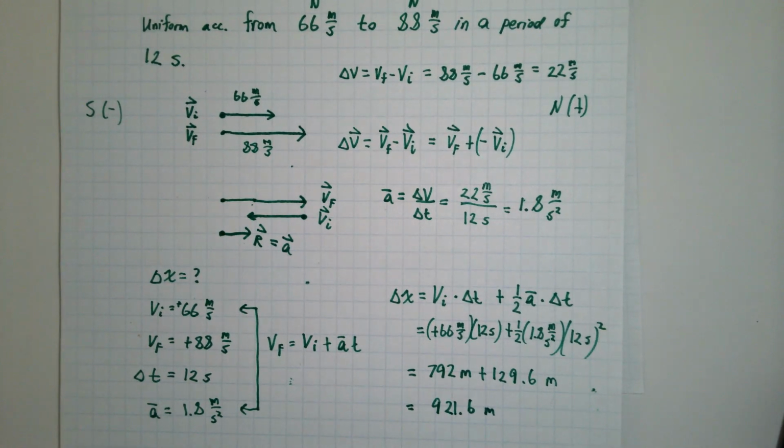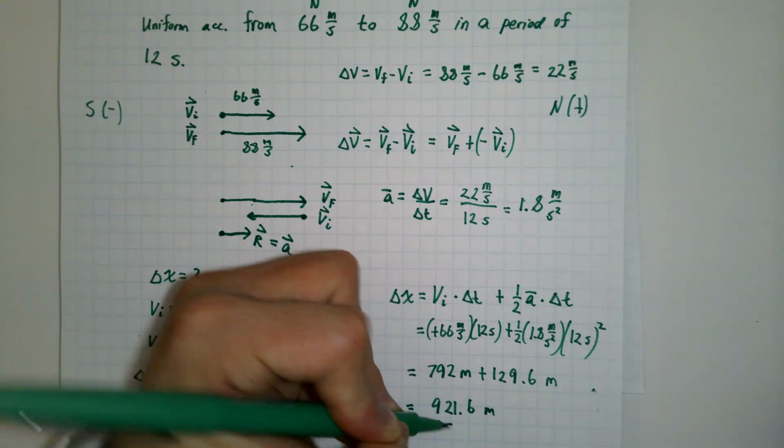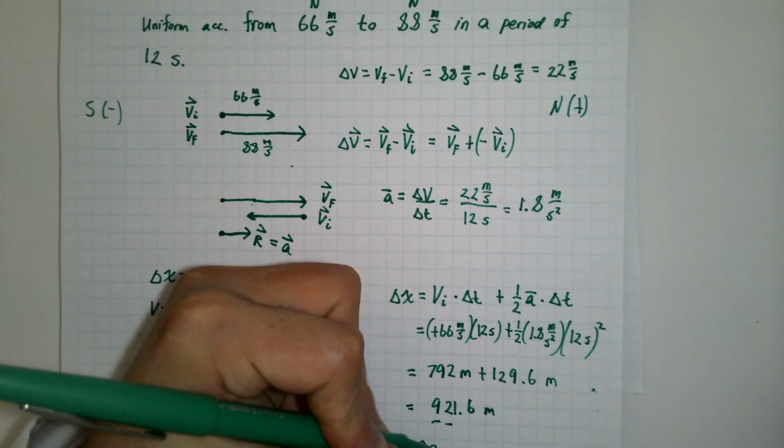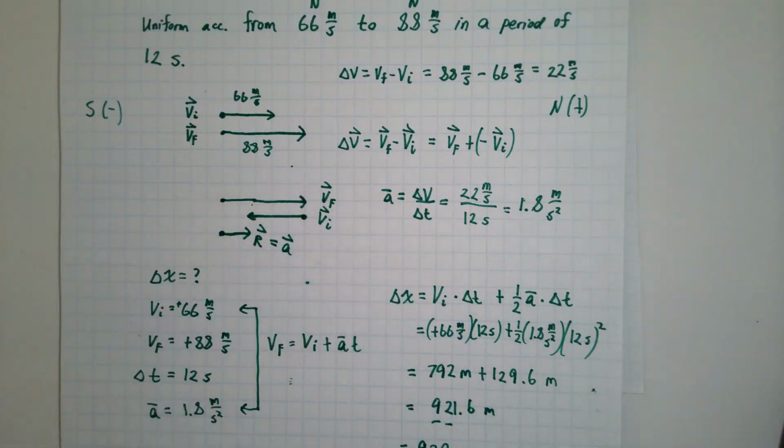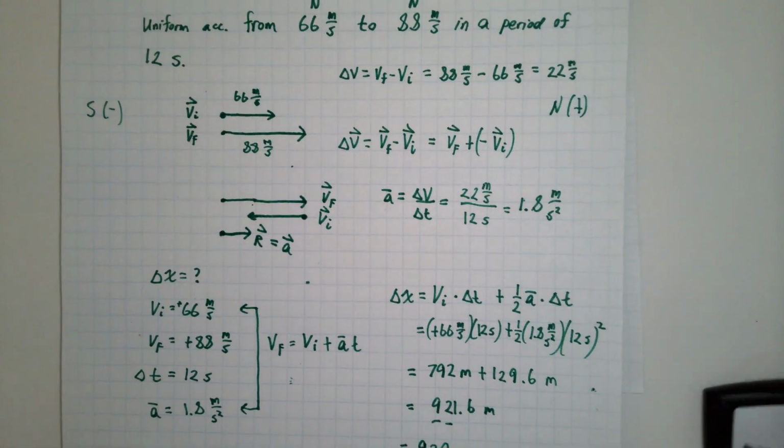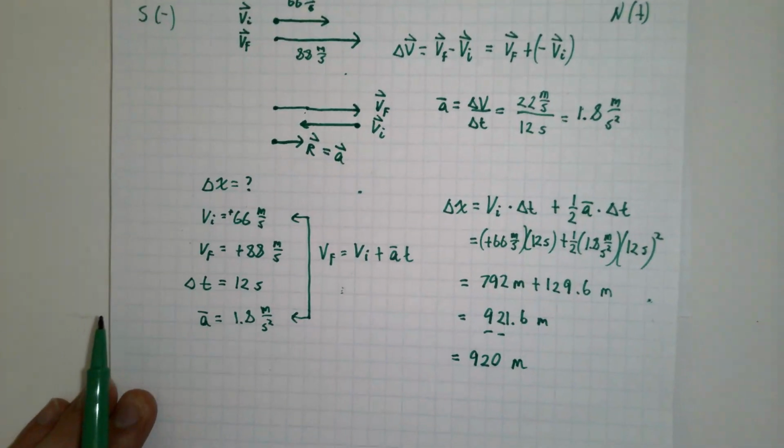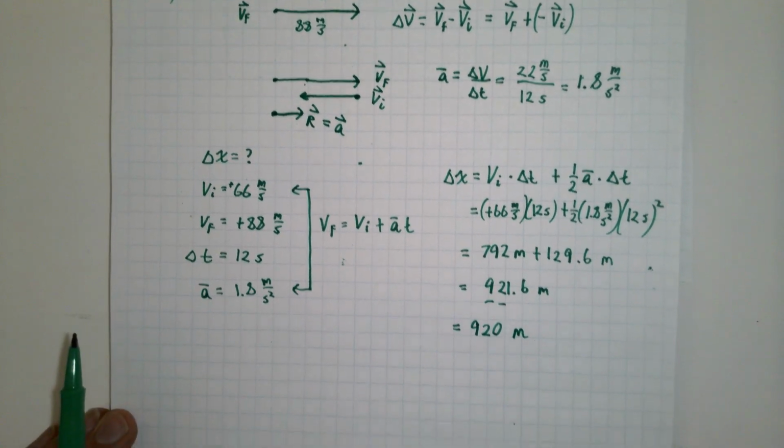However, I need to make sure I have the proper number of significant figures. Each of these has 2, so I'm going to round this to 2 significant figures. So I'm going to say 920 meters is my total displacement. 920 meters is my displacement.